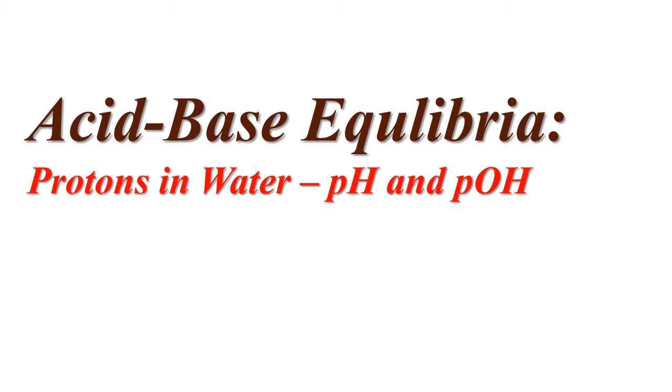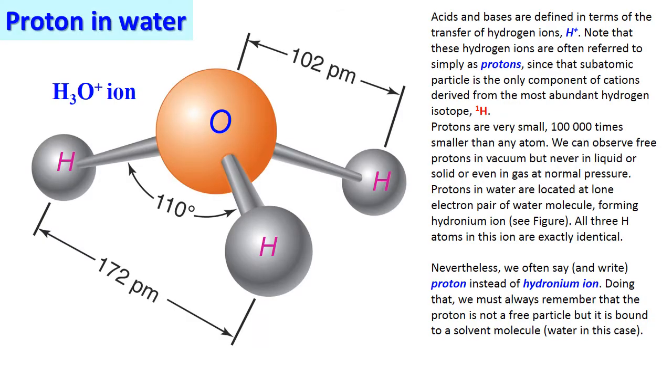This is the second part of our acid-base equilibria. This part will consider protons in water and pH and pOH functions. Acids and bases are defined in terms of transfer of hydrogen ions, H+.